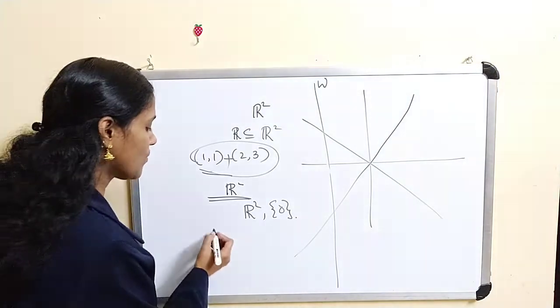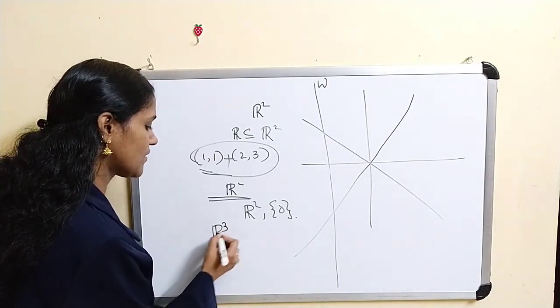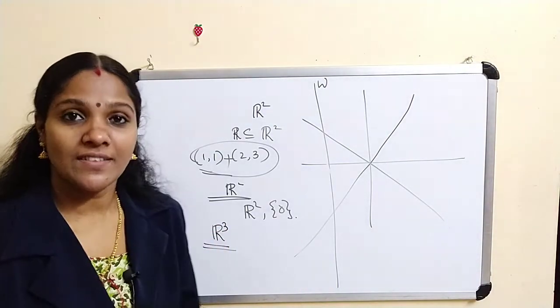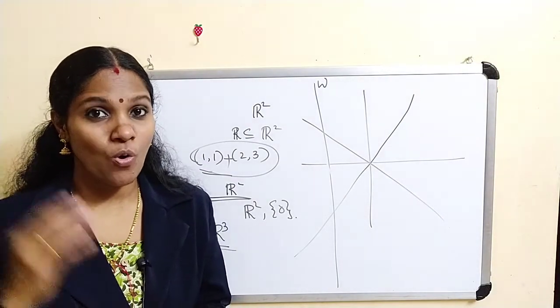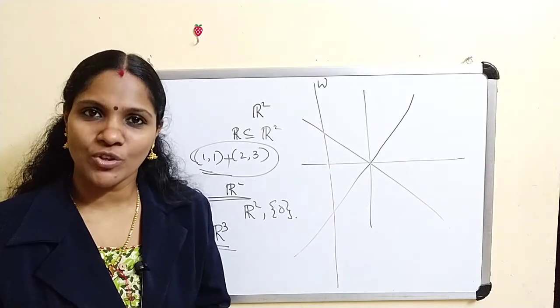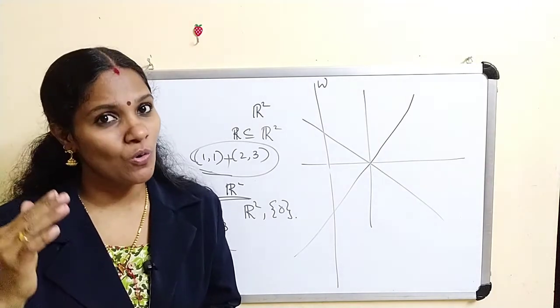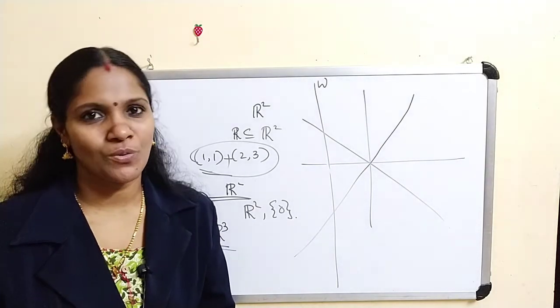Now what about R3? What about subspaces of R3? They are the set {0}, R3, all planes passing through the origin, and also all straight lines passing through the origin.